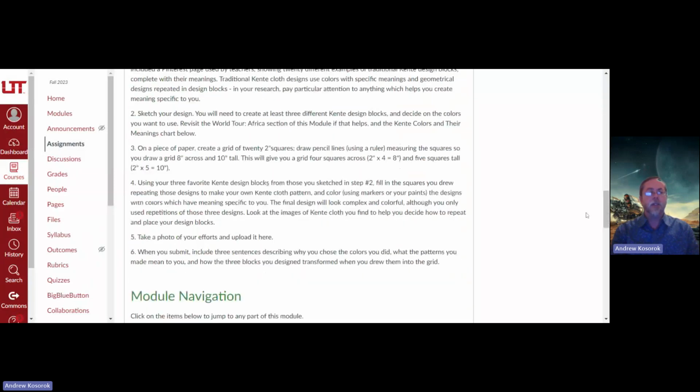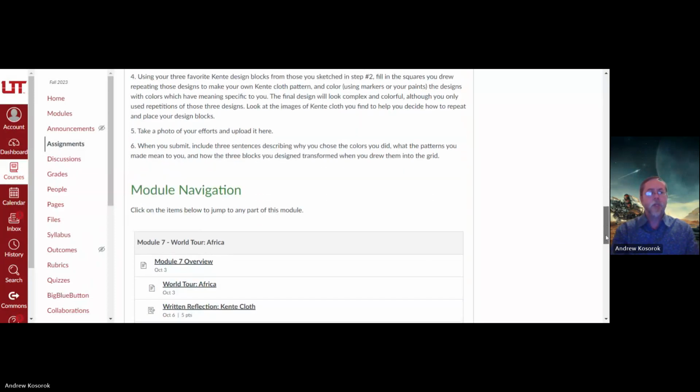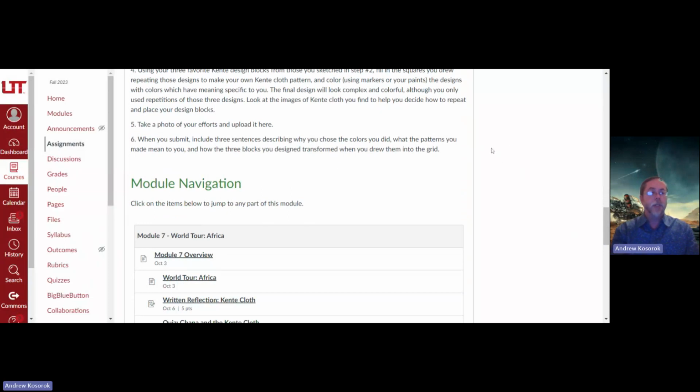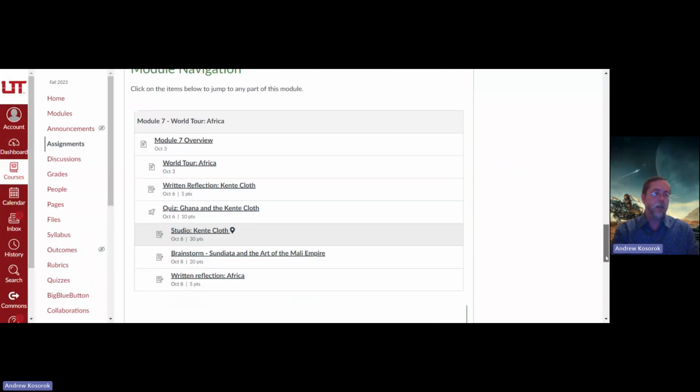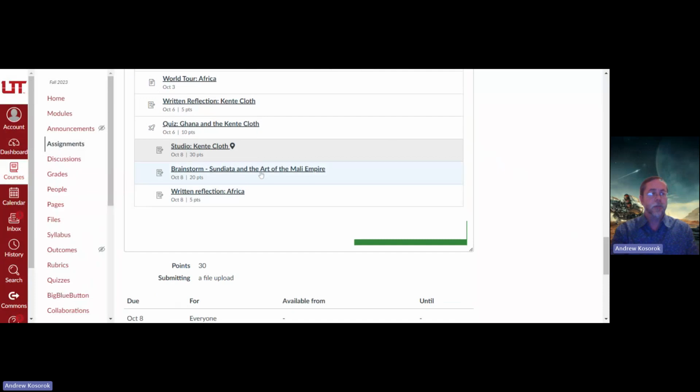What makes it unique is that everybody is going to make their own 3 designs that mean something to them, and you're going to use colors that mean something specific to you. Then you're going to take a photo of what you've done, and when you submit it, you're going to upload the photo with 3 sentences that you've written describing why you chose the colors you did, what the patterns you made mean to you, and how the 3 blocks you designed transformed when you drew them into the grid and repeated them. Since there's a grid of 20 squares and you made 3 different designs, each of those designs are going to be repeated a few times. So I want you to think about that as you get ready to create this studio section.